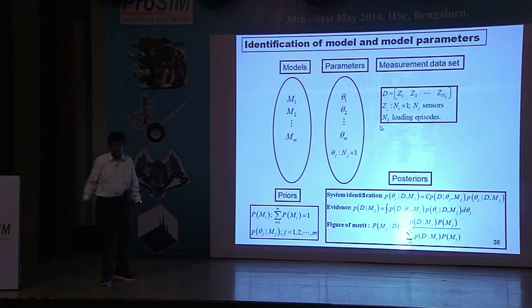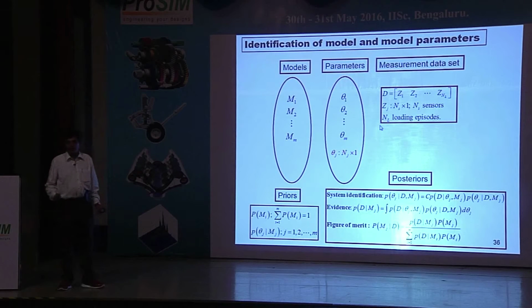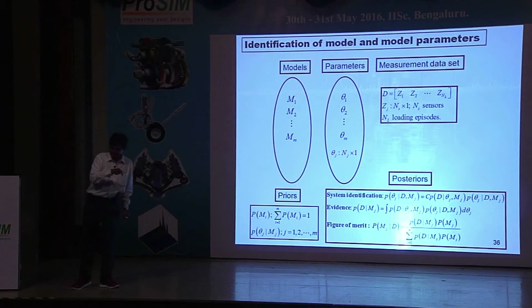What the Bayes method also does is, when I am talking about system identification, I have a model in my mind. But how about model identification? Who will tell that? For example, there is a beam. One of you may model it as an Euler-Bernoulli beam.